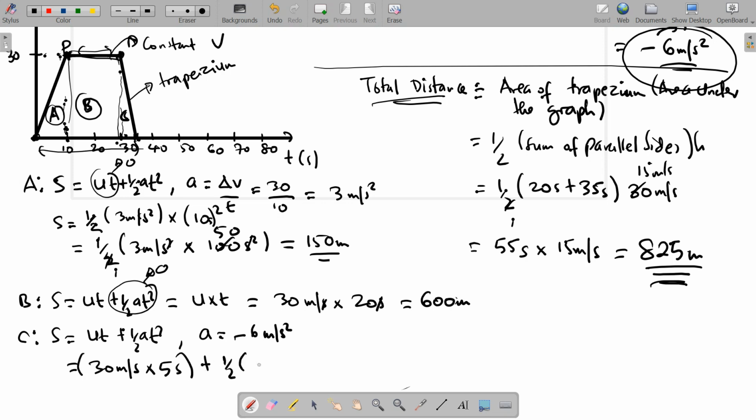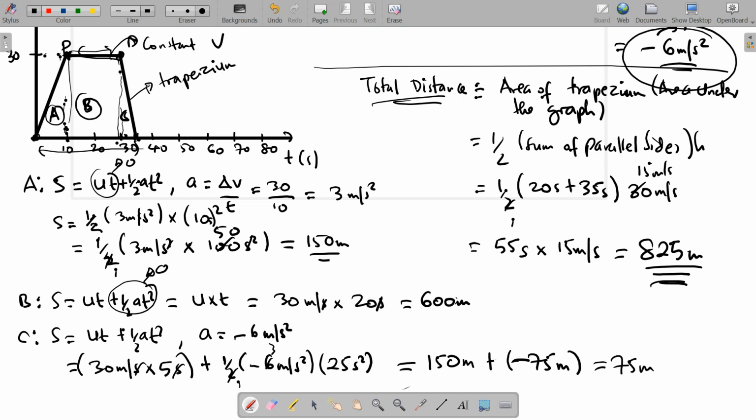It will be half. Acceleration is negative 6 meters per second squared multiplied by the time, which was 5, which will be 25 seconds squared. When you do the calculations here, it will be 150. The seconds cancel out. Meters plus, here it will be half. 3 times 25 gives us 75, so it will be negative 75 meters. When you combine the two, you end up finding 75 meters.